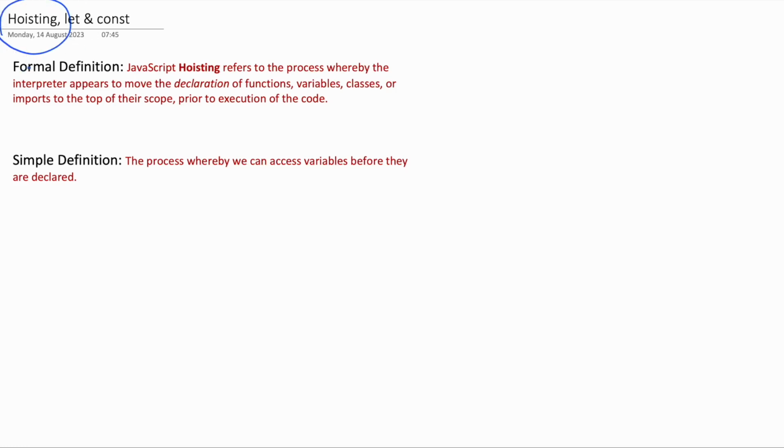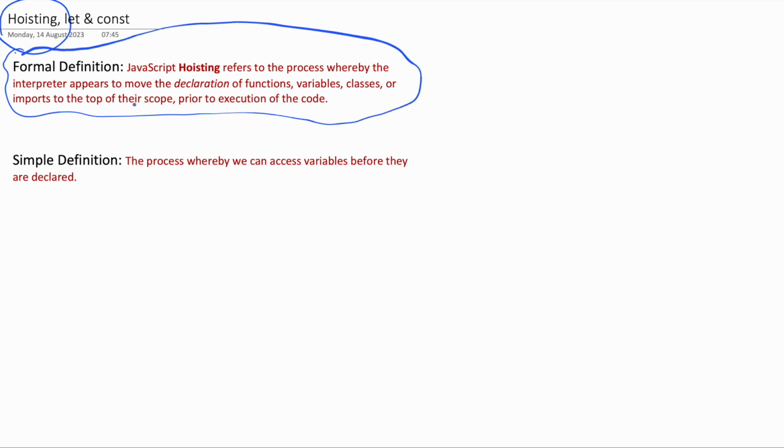So this is one of the interviewers' favorite questions, and this is basically the opener whenever you sit in an interview. Whenever the interviewer asks what is hoisting, either you can mug up the formal definition taken from the MDN, or otherwise you can say the simple definition, which is the process whereby we can access the variables before they are declared. Repeat it once again: the process whereby we can access the variables before they are declared.